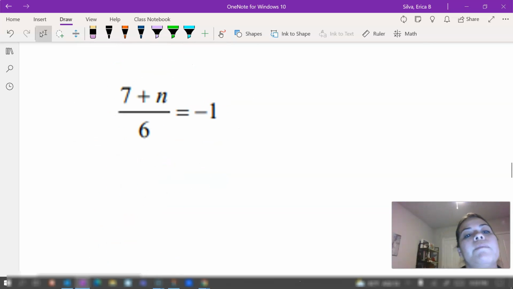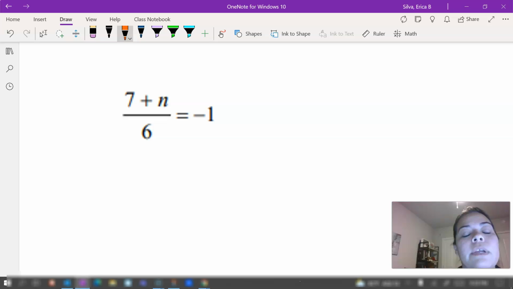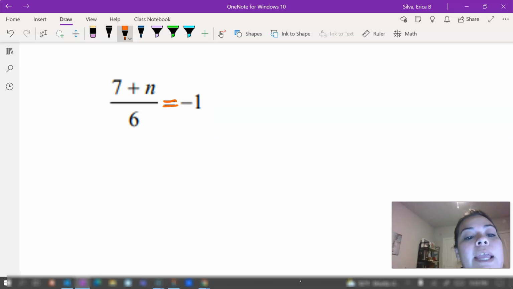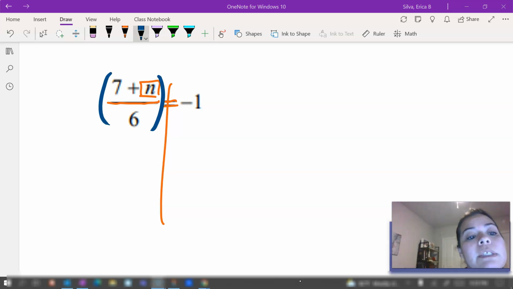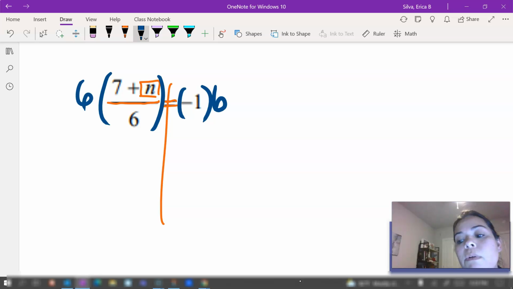Let's go to the next one. This one was like a problem on your quiz. All right, so if you notice that n is being added to that 7, let's put our line down, and then it's being divided by 6. But notice how the whole thing is being divided by 6. So the first thing we want to get rid of is that division by 6. So let's go ahead and multiply by 6.